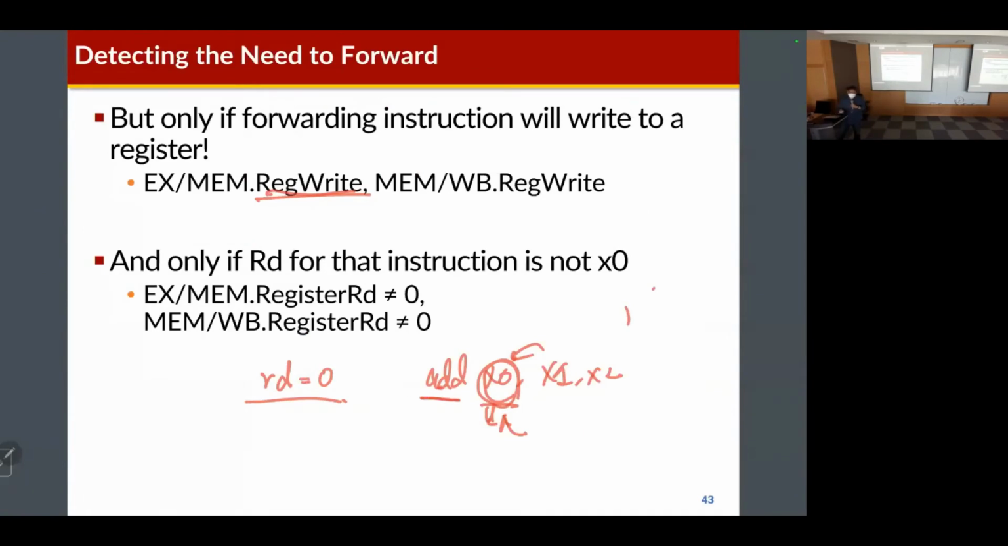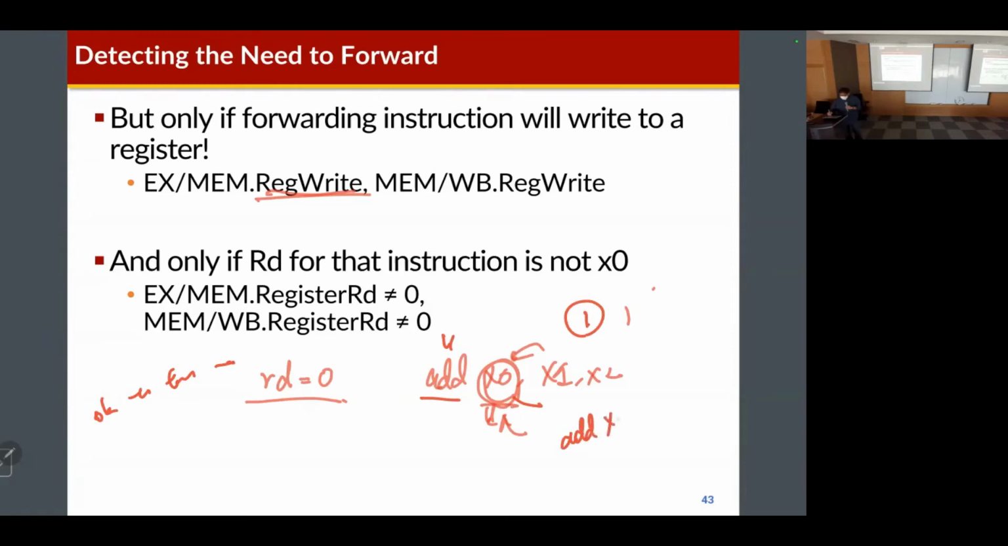So this is the add instruction, which means that the RegWrite signal of this instruction will be 1 because this is an add instruction. But the destination register is x0. So in this case, we cannot, well, we may not. So which means that, is it okay to forward data to the next instruction like this one?